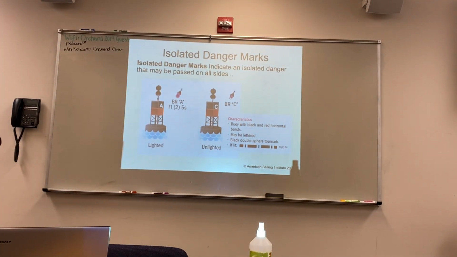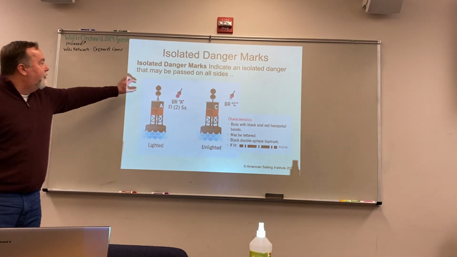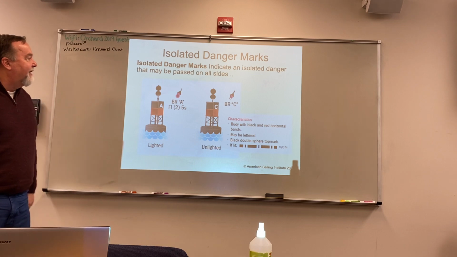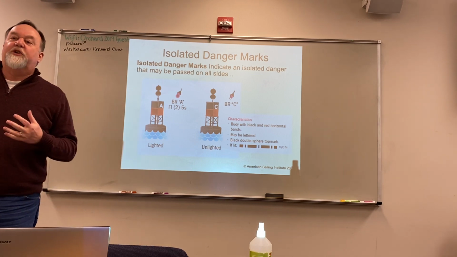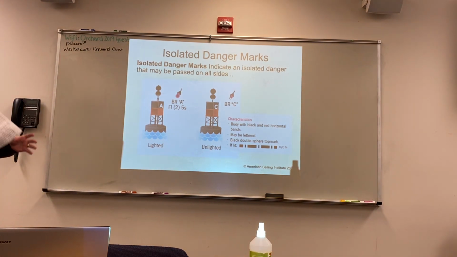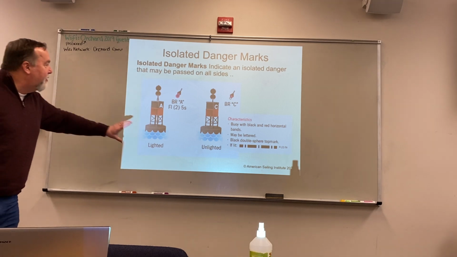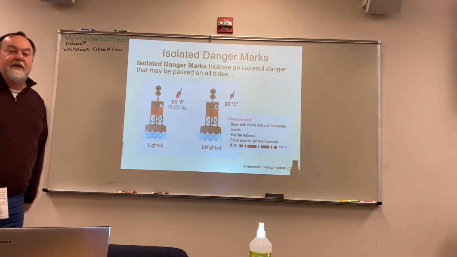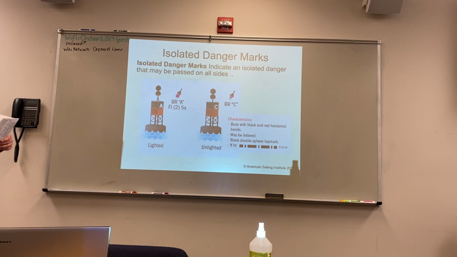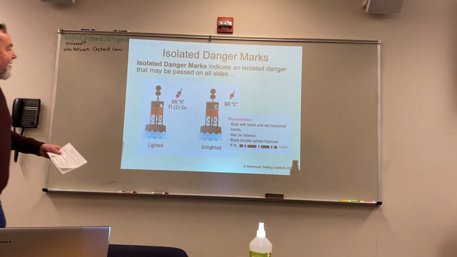Another type of danger mark is called an isolated danger mark, and these are always black and red, and they have two black spheres on top. What these danger marks indicate is that there is a danger right at the location of that buoy, and that there is safe water generally all around it. I wouldn't say come within a boat length of it, but if you're 2 boat lengths out from it, you can come around any of these, and you're going to be out of danger. They might be lettered, they might not be lettered.